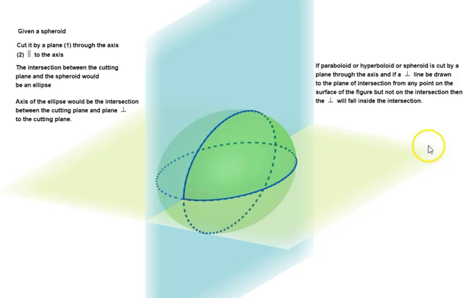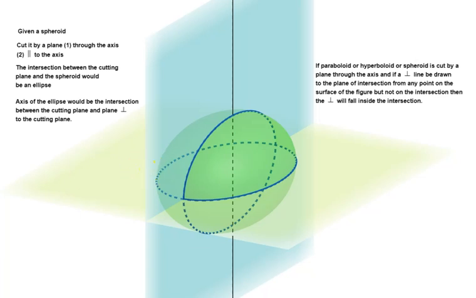And finally, if a paraboloid or hyperboloid or spheroid is cut by a plane through the axis, and if a perpendicular line is drawn to the plane of intersection from any point on the surface of the figure, but not on the intersection, then the perpendicular will fall inside the intersection.